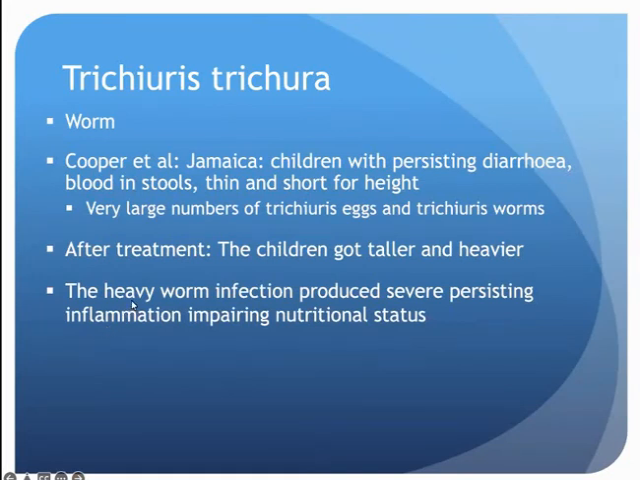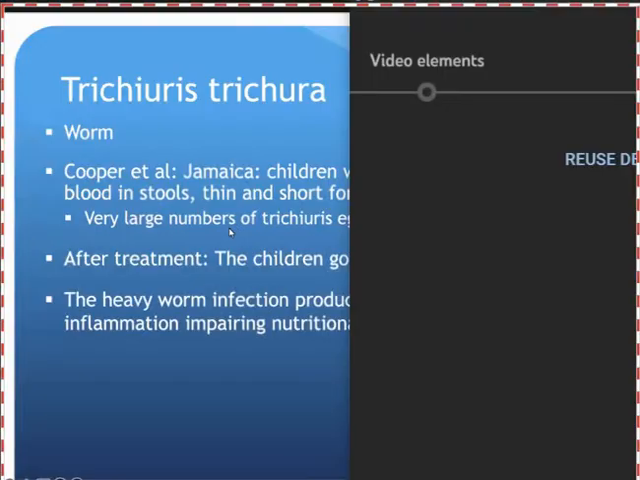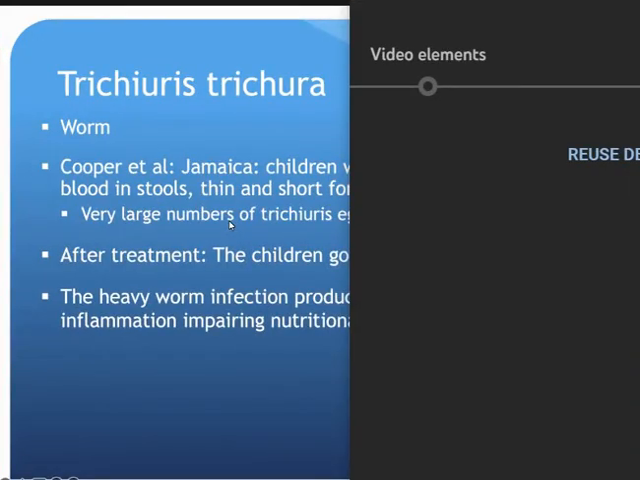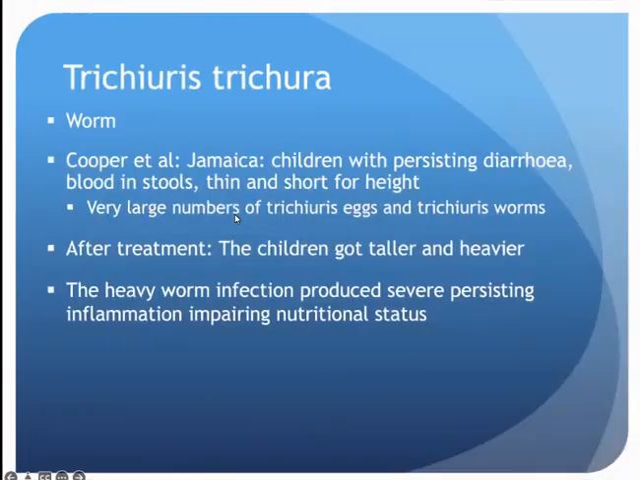Finally, let's talk a little bit about worms. Now, worms are important because they can cause long-term effects. We know that they cause persistent diarrhea with blood in the stools because they use the nutrition of the child. They therefore can cause undernutrition and malnutrition.